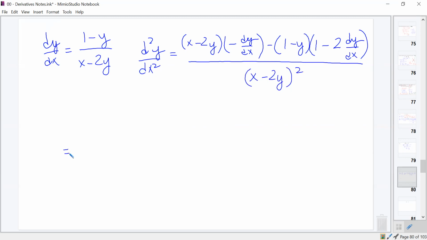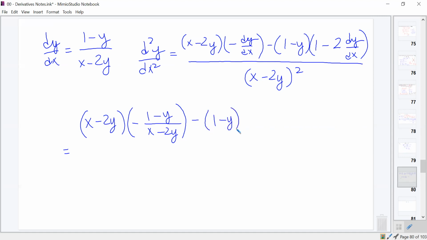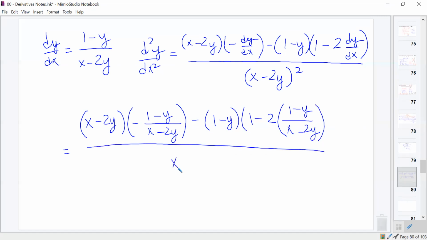And now we just have to go back in, and we will write x minus 2y here, and we'll have our negative (1 minus y) over (x minus 2y), because that's dy/dx, minus (1 minus y) times (1 minus 2 times our dy/dx, (1 minus y) over (x minus 2y)), all over (x minus 2y) squared.